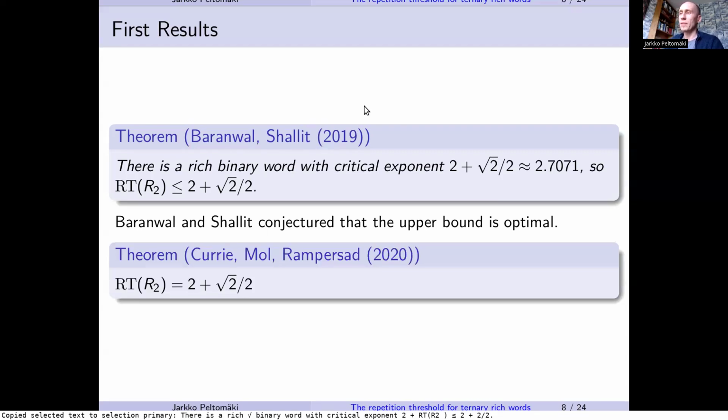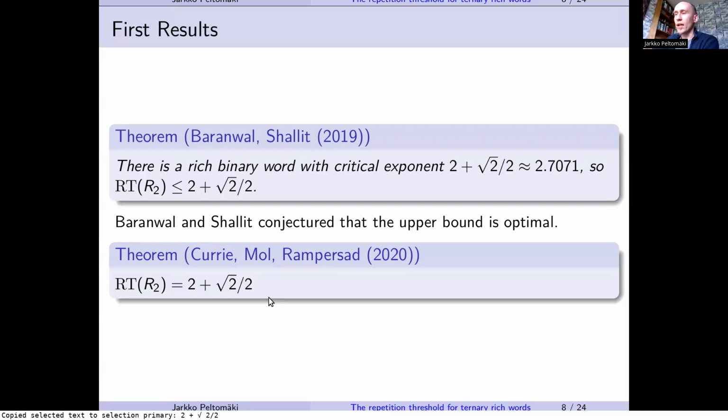And a bit later, Currie, Mol, and Rampersad did prove that this conjecture is true, that the repetition threshold in the binary case is 2 plus square root of 2 over 2. And they actually give some words that achieve this lower bound. I will show later in the talk what they look like. Okay, so this is what's known about this problem up to 2020.